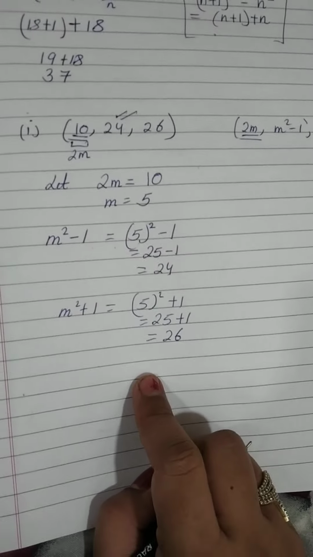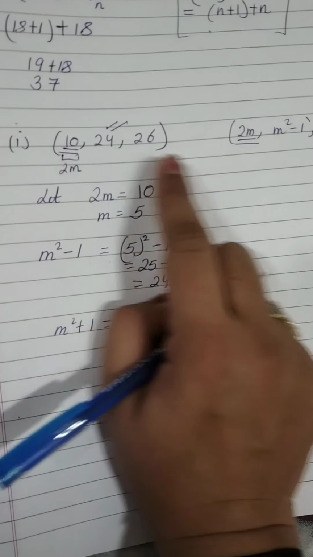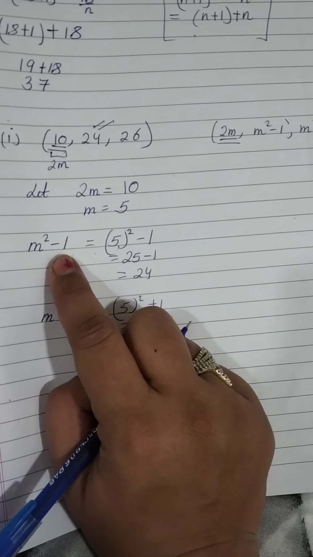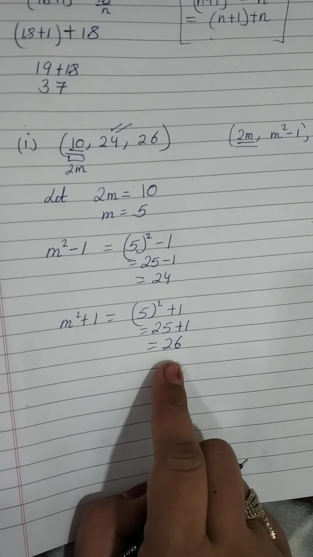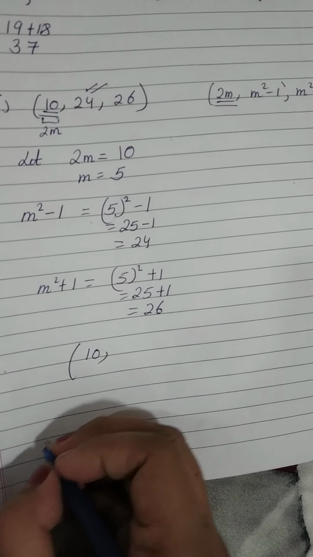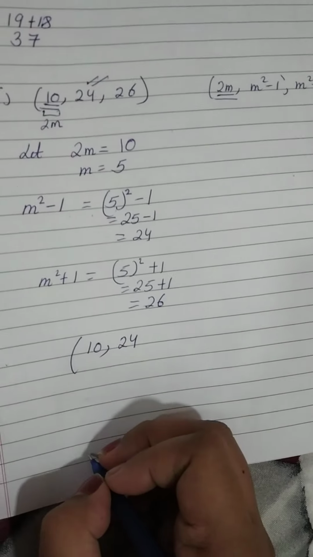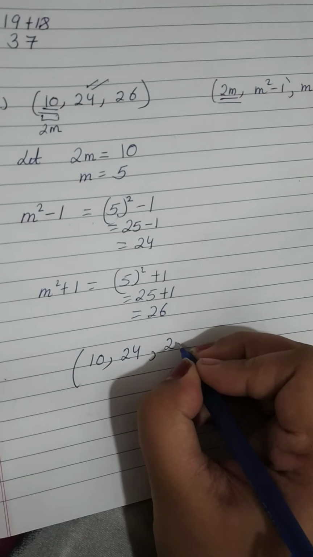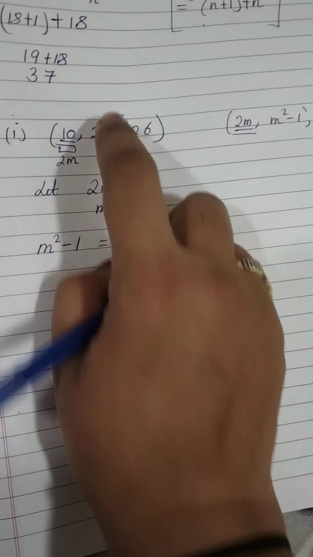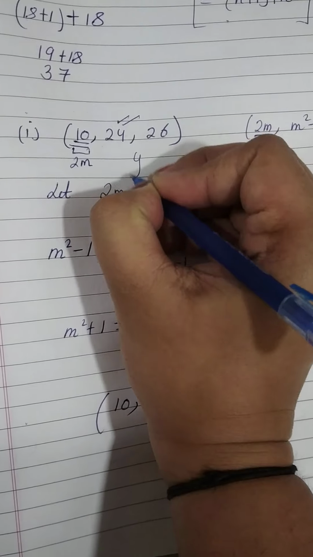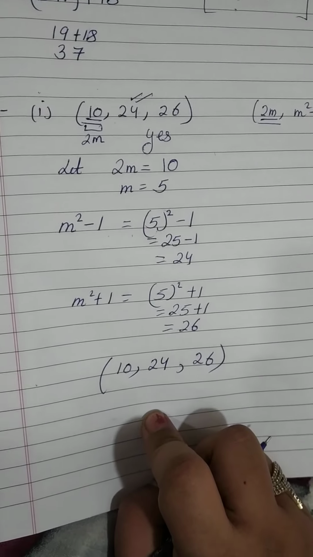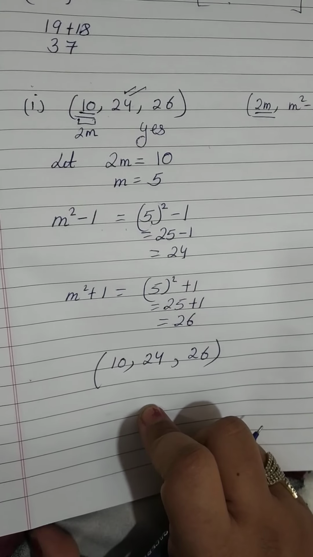We have calculated this. देखो हमने क्या किया, सबसे पहले फर्स्ट वन को 2m के इक्वल लिया, m 5 आ गया। यहाँ से I have calculated m square minus 1, m square plus 1. 2m की जगह 10 आ गया, m square minus 1 की जगह 24, m square plus 1 की प्लेस पर 26. If these both are coming equal, then yes, this is a Pythagorean triplet. If they are not coming equal, then it won't be a Pythagorean triplet.